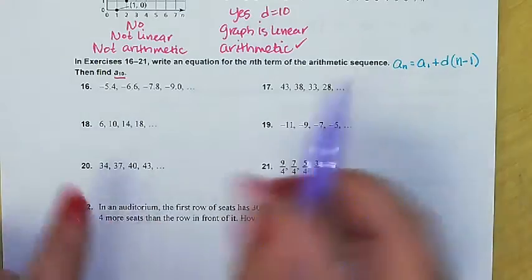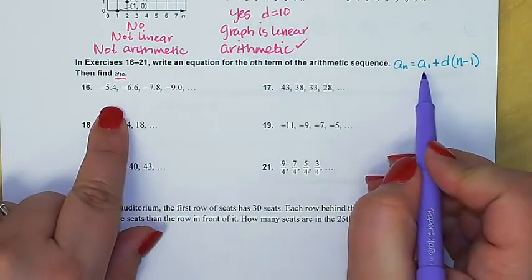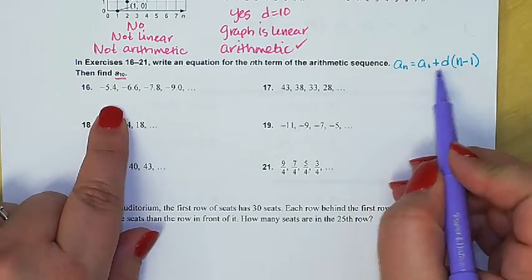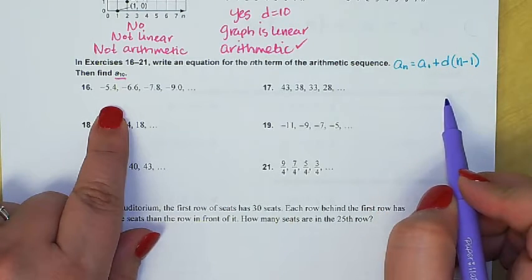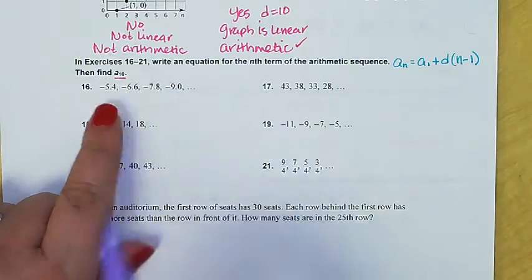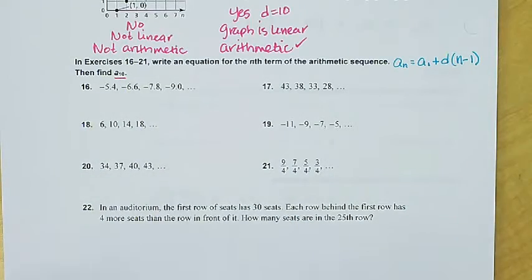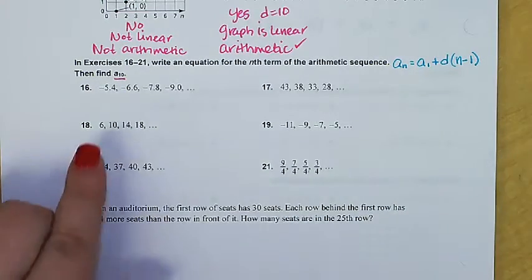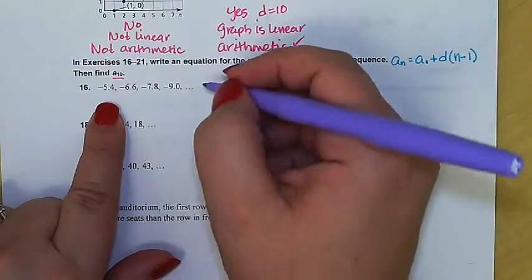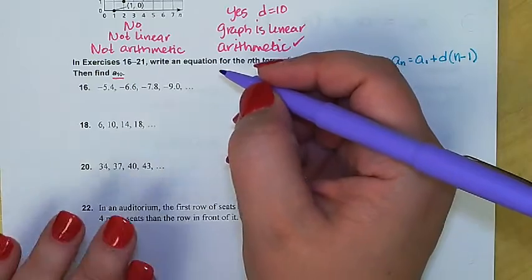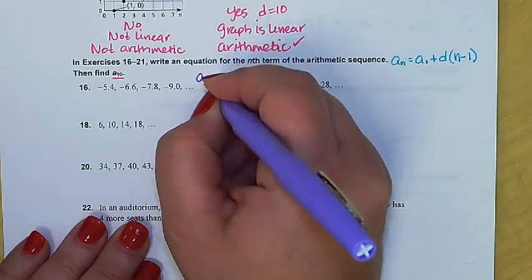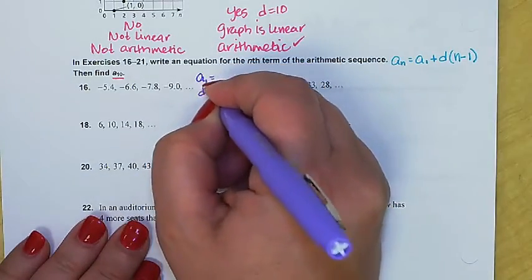As long as we can identify from this sequence what is the first term and what is the common difference, those are the only ingredients I need to simplify this out and find the explicit formula that will help me find any term. So let's start with number 16. For number 16, I want to identify 2 things every time: what is the first term and what is the common difference.